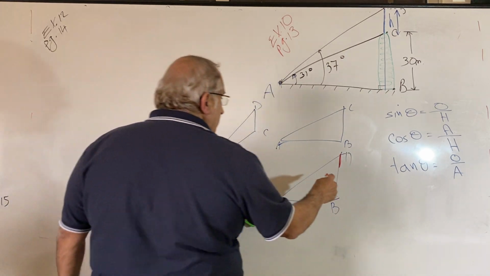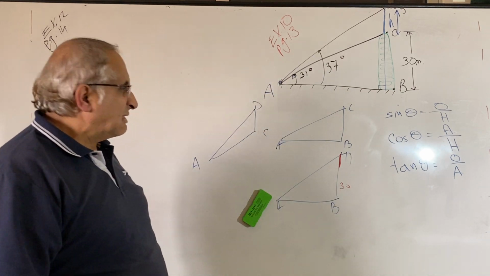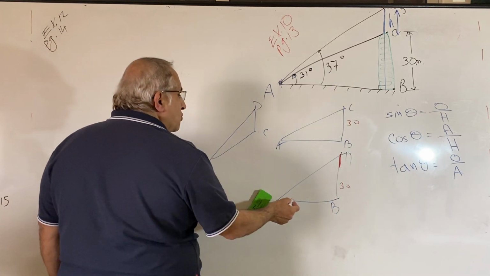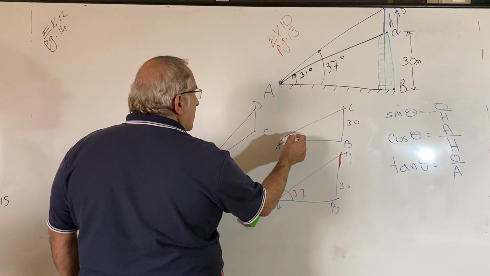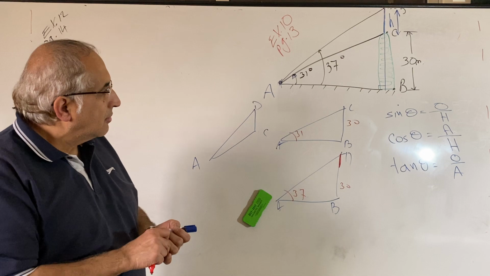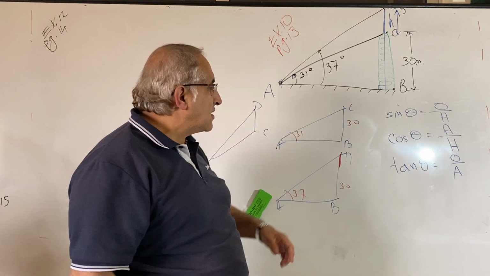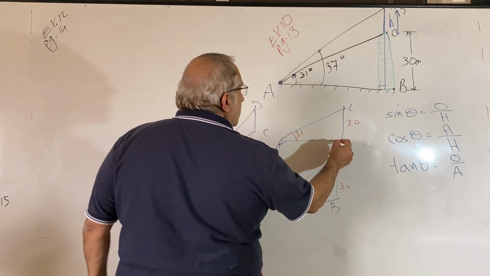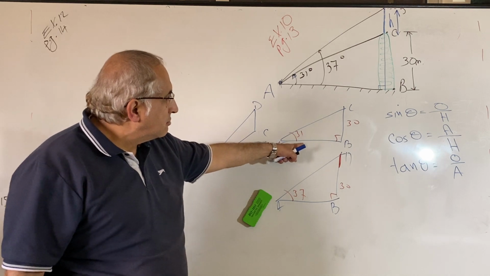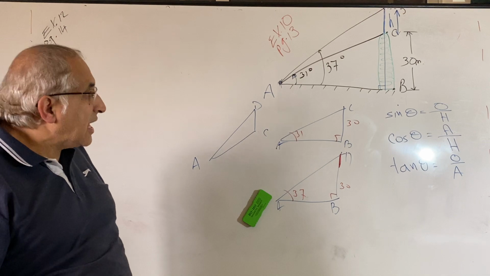I know I have this 30. I don't know this distance. I know this is 30. And this one, the angle is 37, and this one is 31. What's common between them? This is 30, this is 30. This is not the same. The hypotenuse is not the same. Why hypotenuse? Because those are right angles. This side here and this side, they have the same name and the same length.